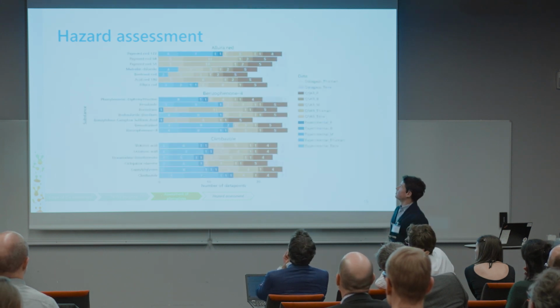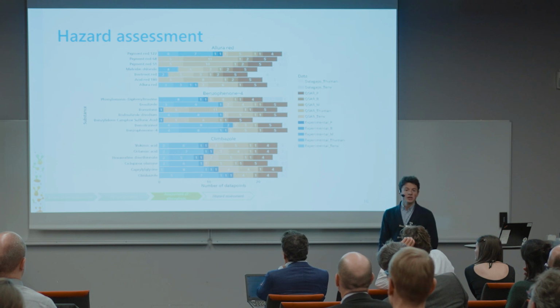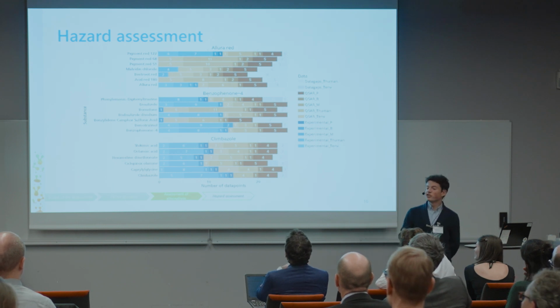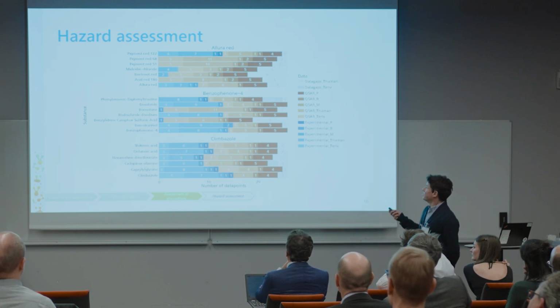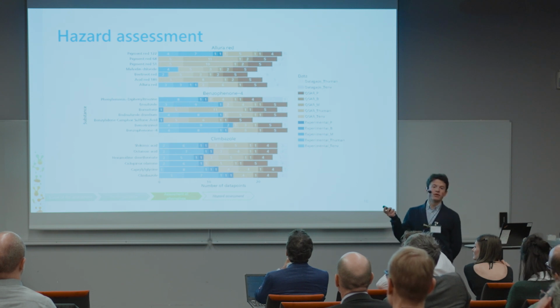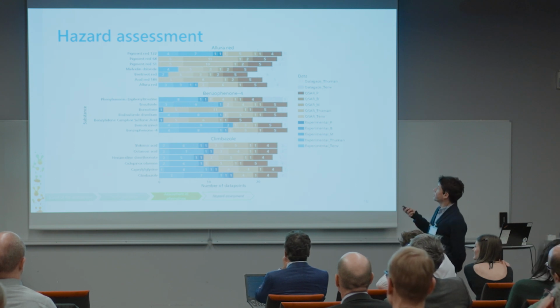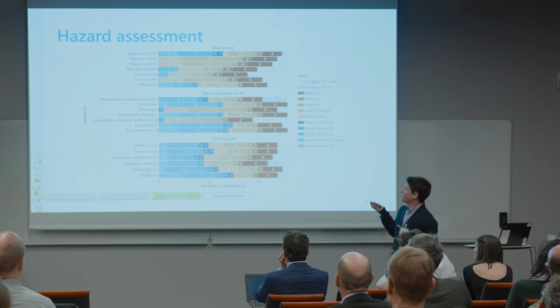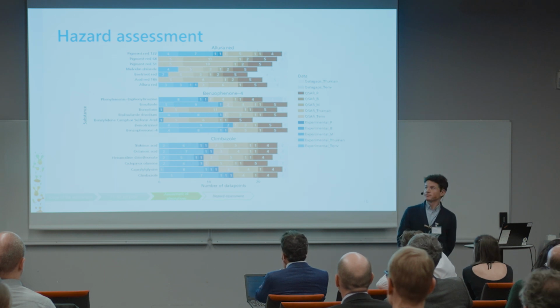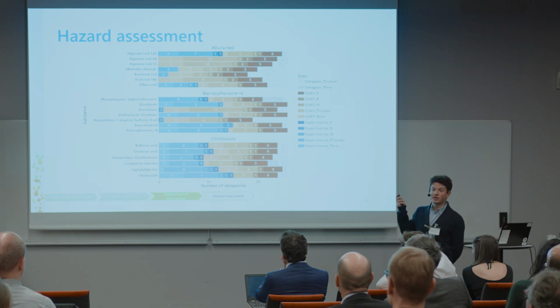Here are the sources of the data that we use. So we use both experimental and QSAR data. In this figure, everything that is blue is coming from experimental studies. Everything that is brownish is coming from QSAR data. Everything that is gray is data gaps. So you can see that there are data gaps everywhere.